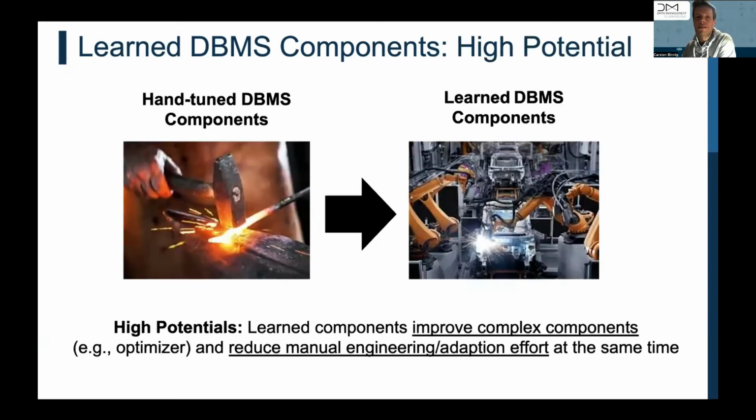Overall, this direction is very attractive because it has not only shown that such learned components can improve over classical components in terms of performance, but also, since these components are learned, you can get rid of the manual engineering effort that is typically needed for implementing complex components such as an index or query optimizer in the classical world. So in the learned world, you can reduce this manual engineering and adaptation effort and, so to say, automate the engineering part of coming up with such components.